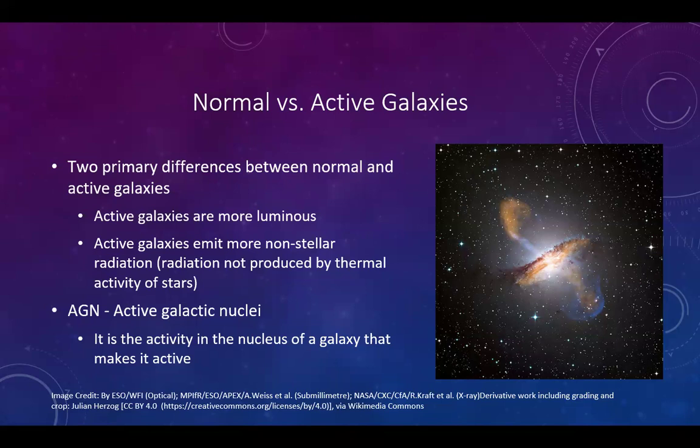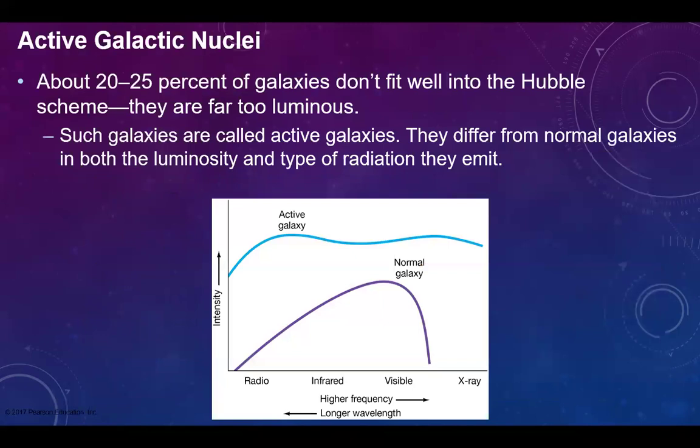And it turns out that all active galaxies, to the best of our understanding, have the source of this extra luminosity and non-stellar radiation in what's known as an active galactic nucleus, where the activity in the nucleus of the galaxy is what makes it active. So it's actually activity around the very center of the galaxy. It's associated with the supermassive black hole in the center.